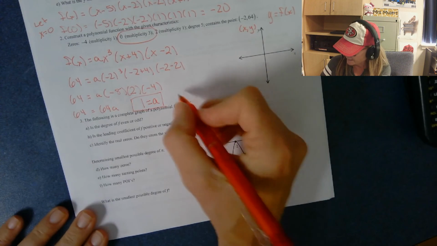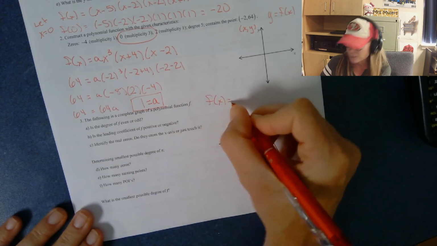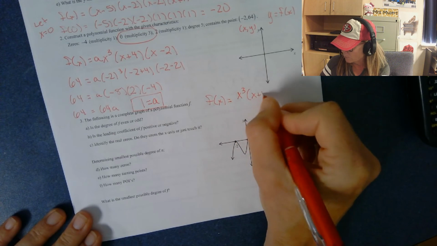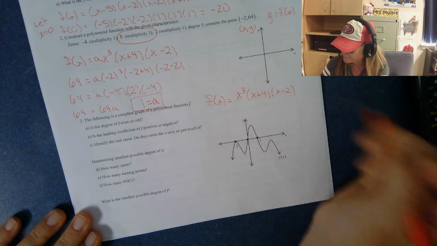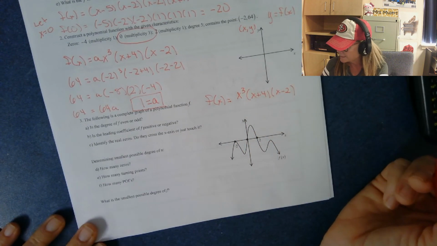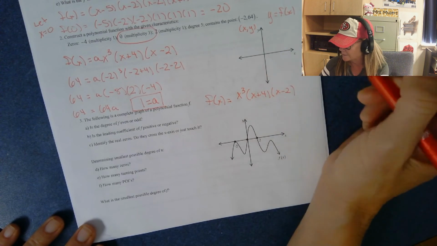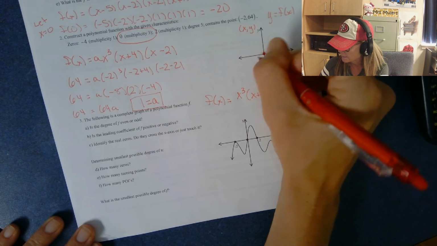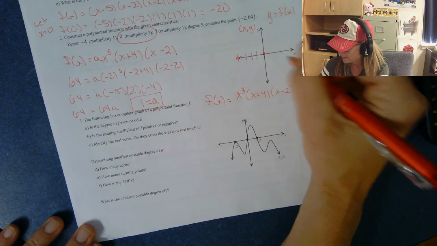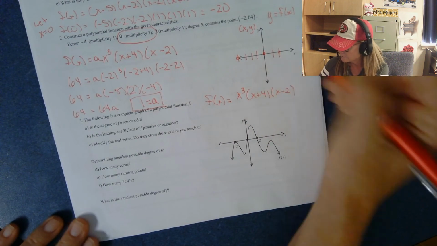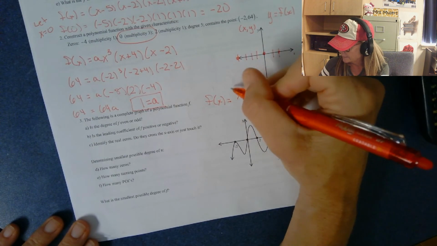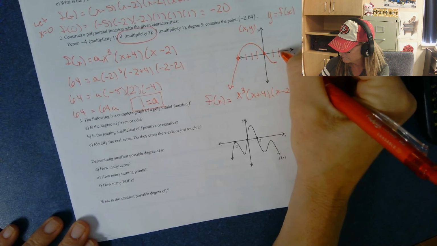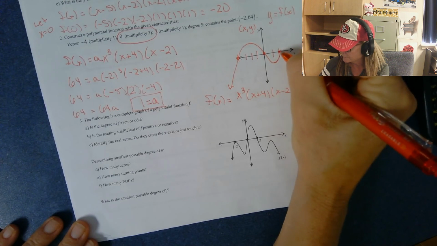And so you'll just put that into your equation, and you'll get f of x equals 1, which I'm not going to write, x cubed, x plus 4, x minus 2. So again, this would be down to the left, up to the right. So we would be coming in on a cross, and leaving on a cross. So we'd have to do something like this. That's about all I can get out of that one.